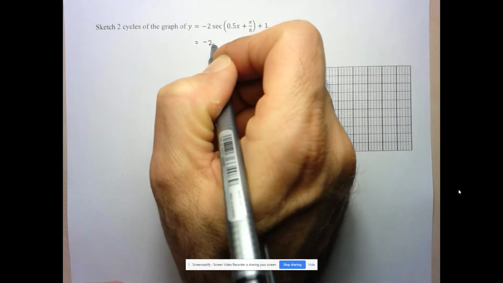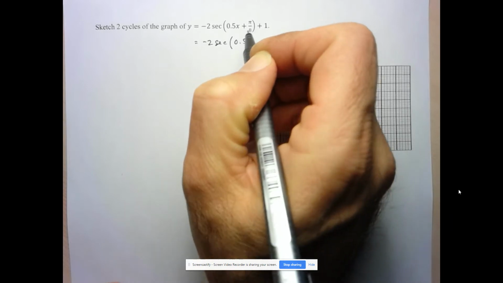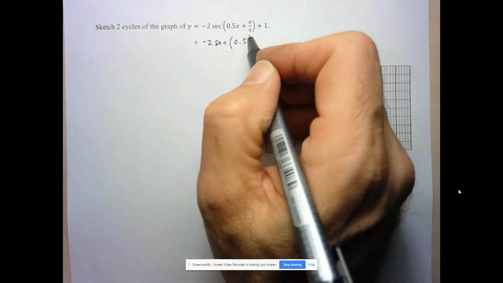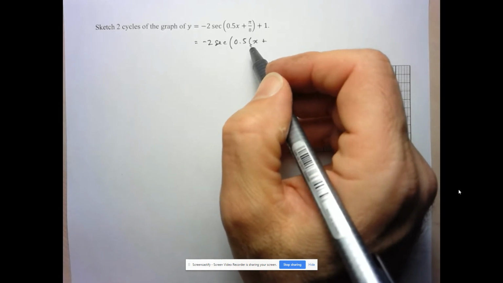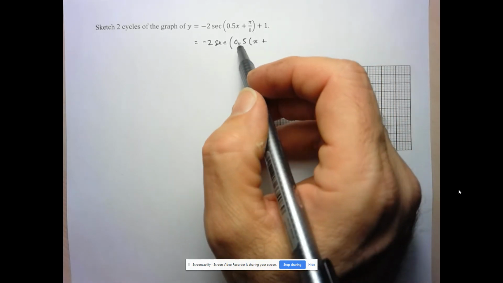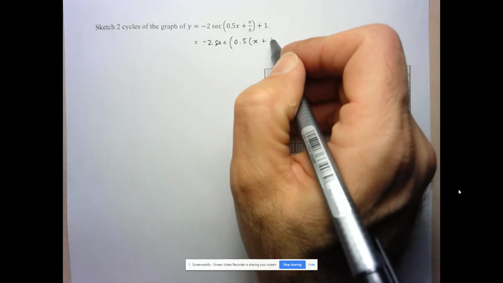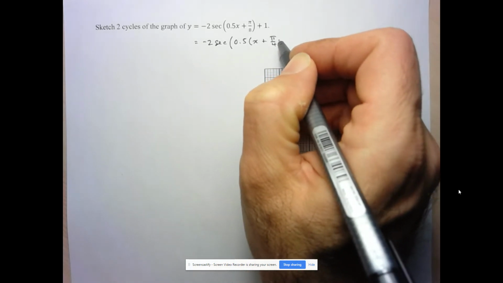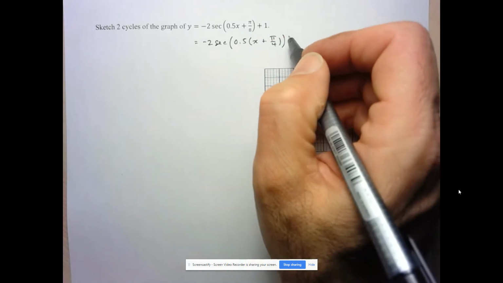Okay, so -2 secant of, and I'm going to just factor out whatever the coefficient of x is, which is 0.5. So it's going to be x plus. Now here you can intuitively think about half times what number would be equal to pi over 8. And of course, that would just be half of pi over 4. Okay, so if you multiply this out, you get your pi over 8.